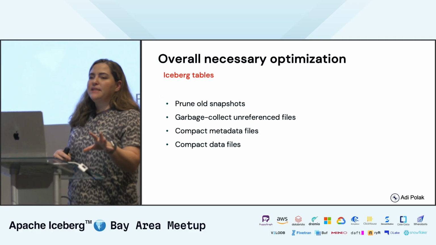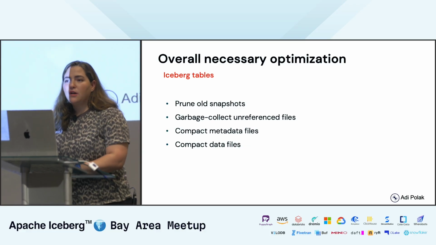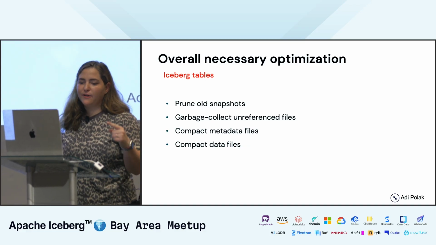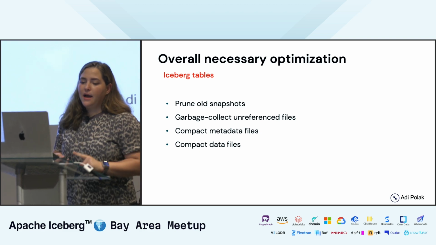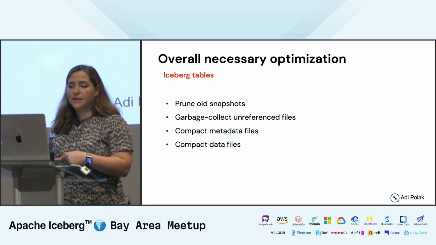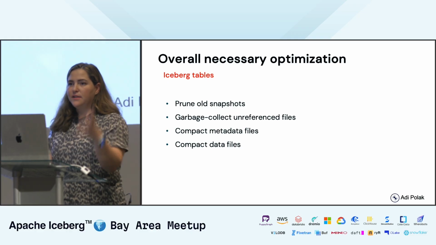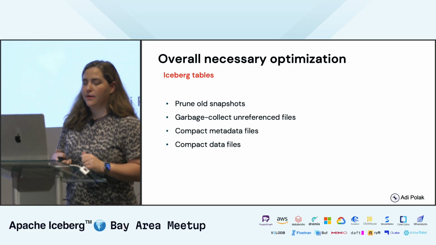Overall, these are the necessary optimizations that we do for our customers with Iceberg. Through that snapshot, we make sure that for every interval we're doing that. Garbage collecting unreferenced files is critical. We also compact metadata files, and compact the data files themselves. So this is all the learnings that we had to implement for small files.